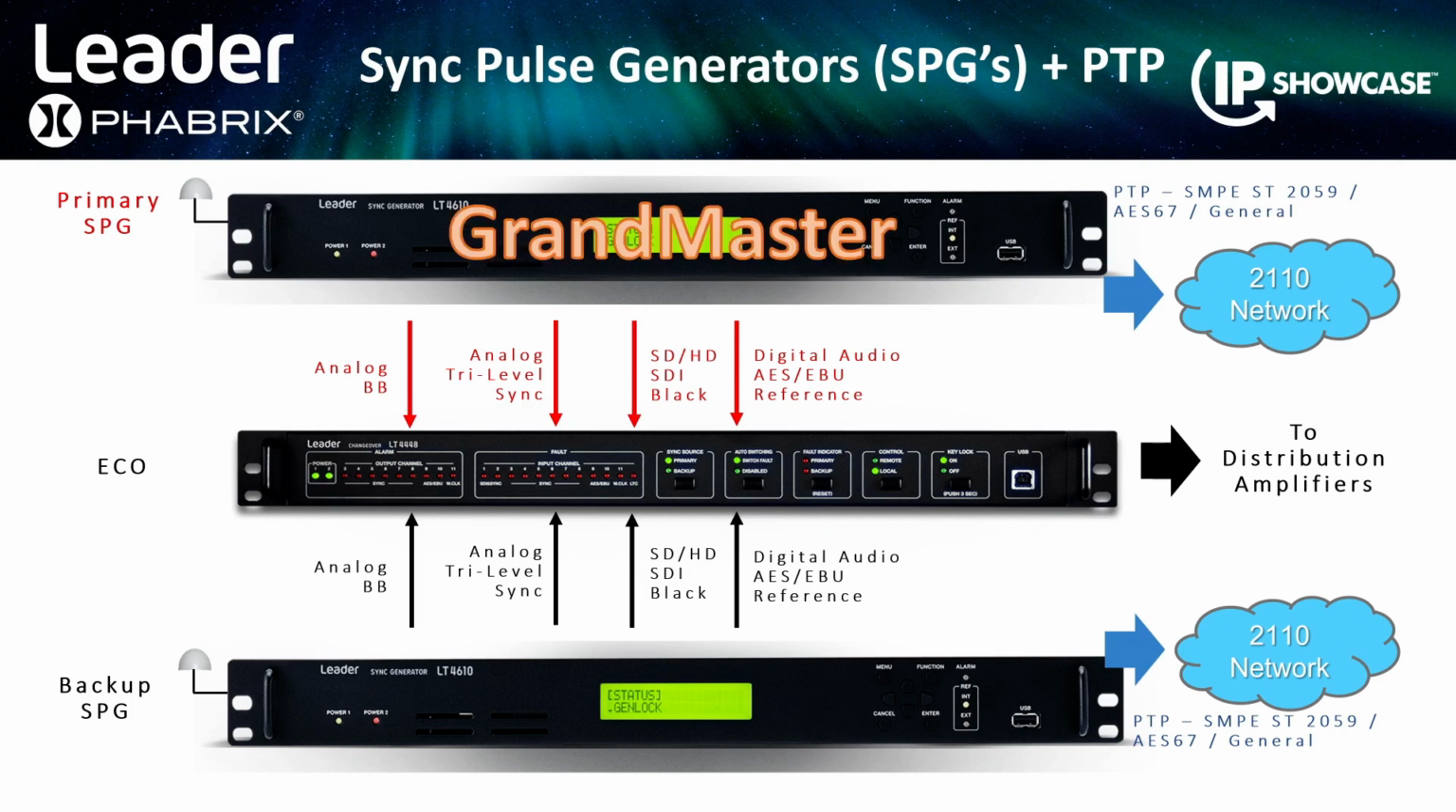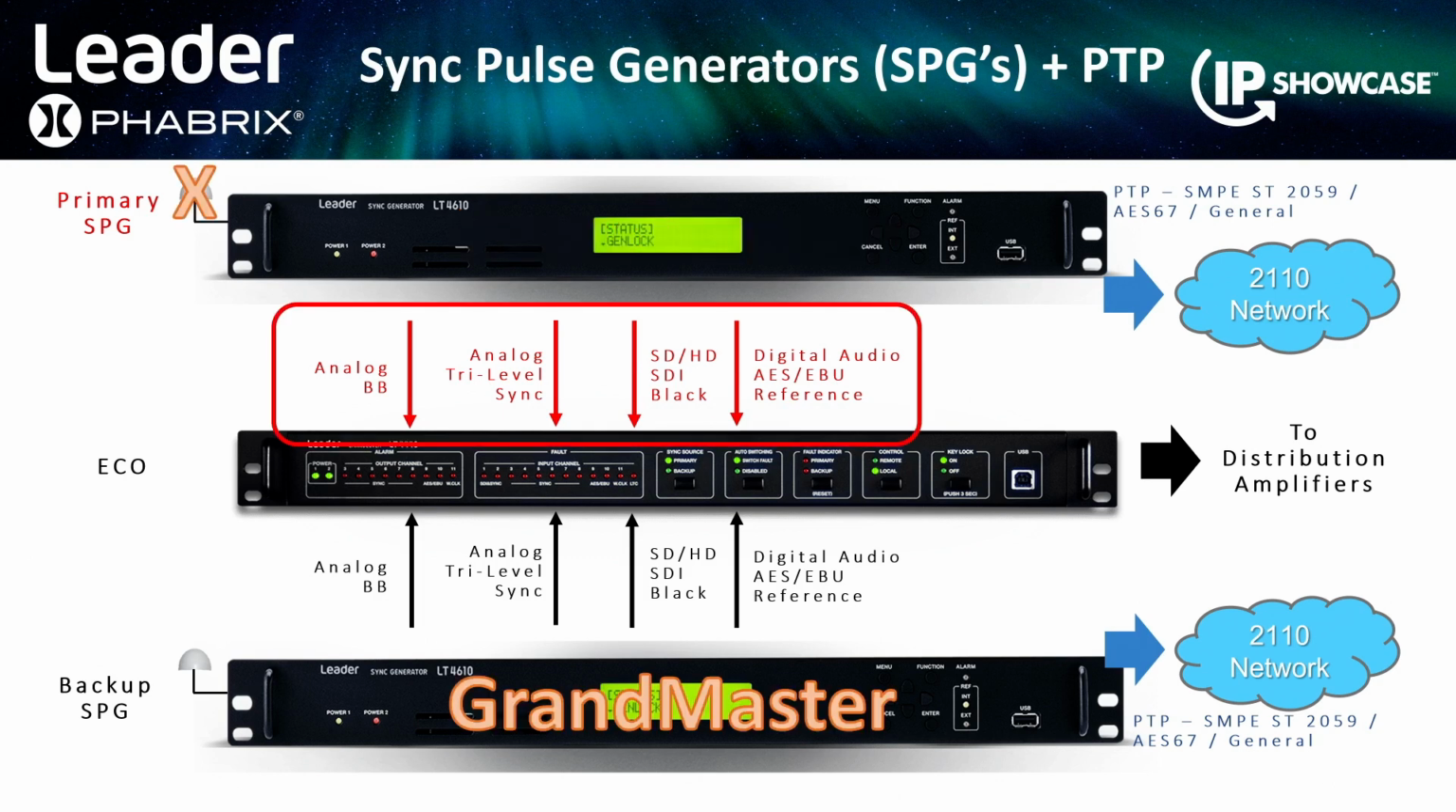So here we have the Grandmaster has been selected. The traditional SDI and Black and Burst references are going to the changeover unit. And then I lose GPS. I've lost the reference. That has now affected the clock classes within the system, and it means that the backup has taken over. But my analog Black and Burst tri-level sync is still coming off of the old one.